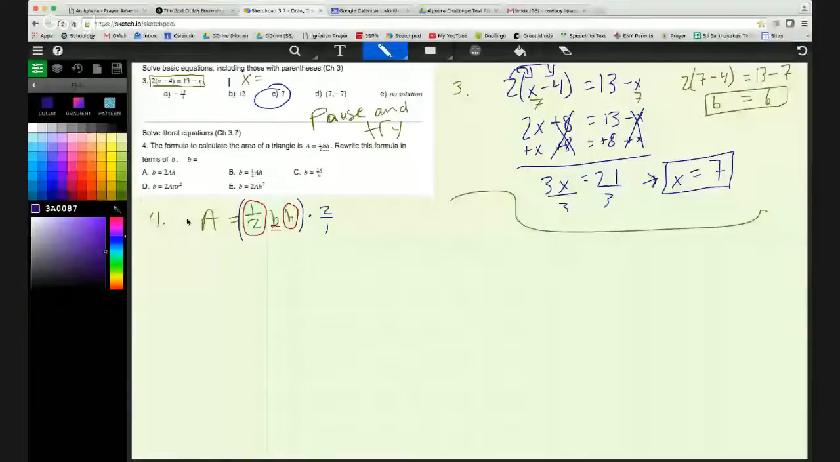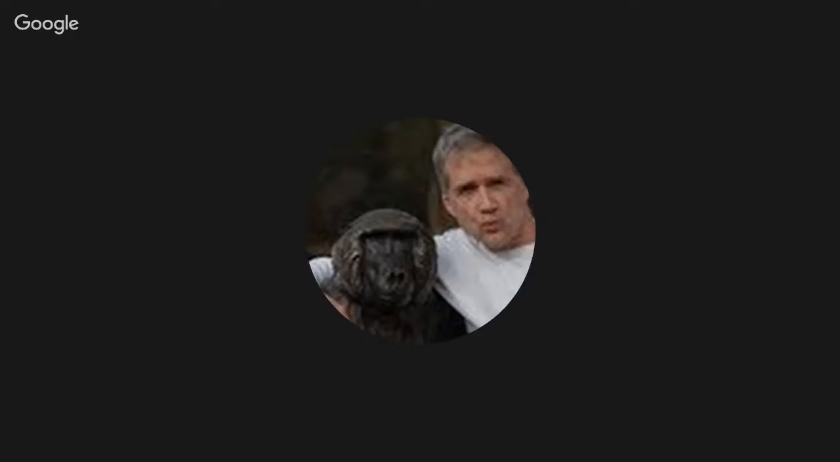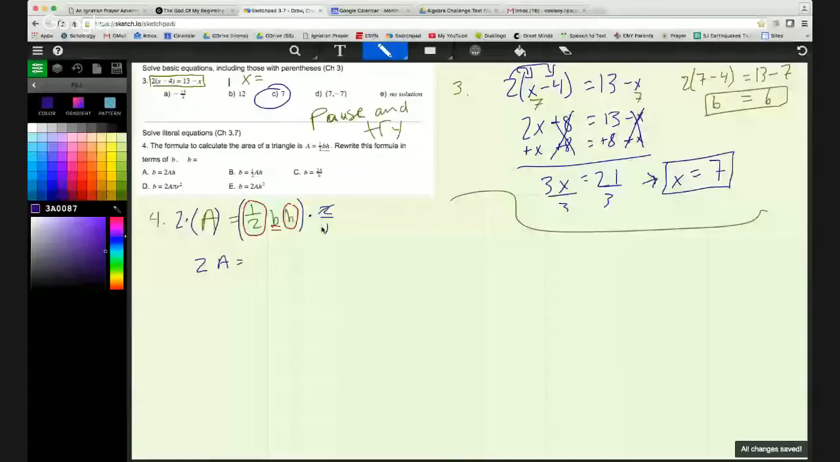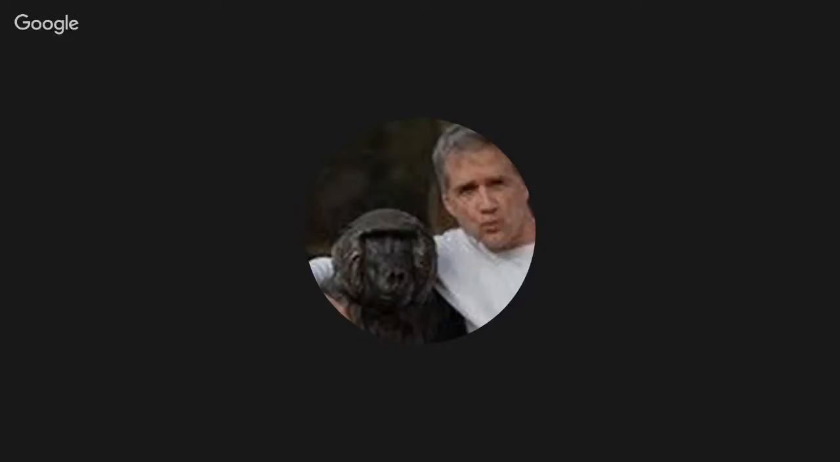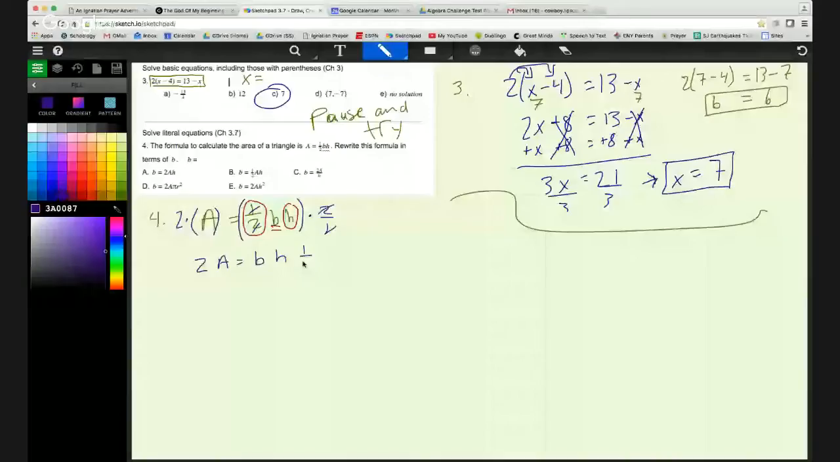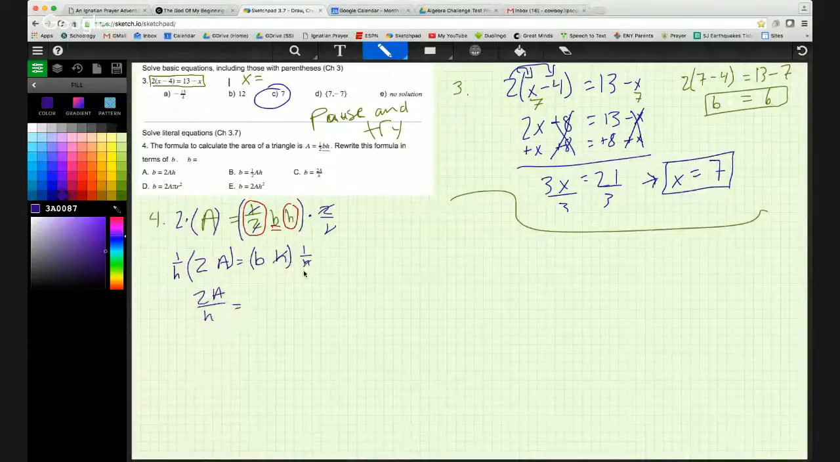So now we get 2a equals, this half cancels with this 1, equals bh. And now we're almost there. There's our b that we're solving for. To get that b by itself, we have to multiply both sides by 1 over h, or divide by h, however you like to think about it. Multiplying by 1 over h and dividing by h is the same thing. So on the left, we get 2a over h, and on the right, we get b. So let's use the reflexive property and write it like this.